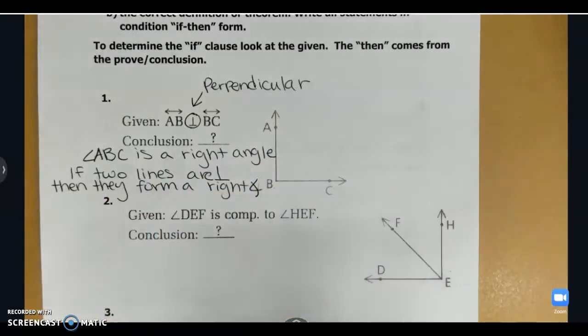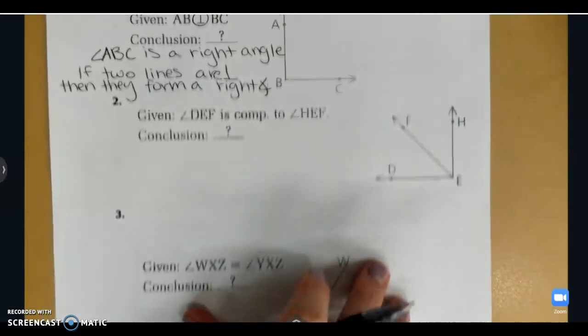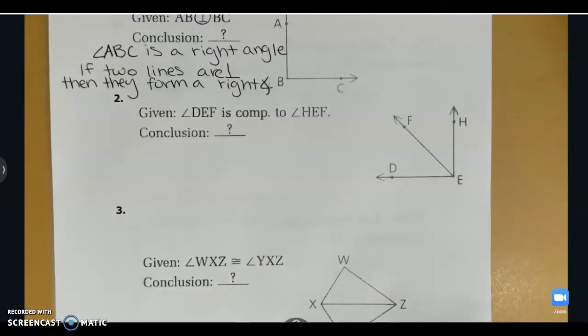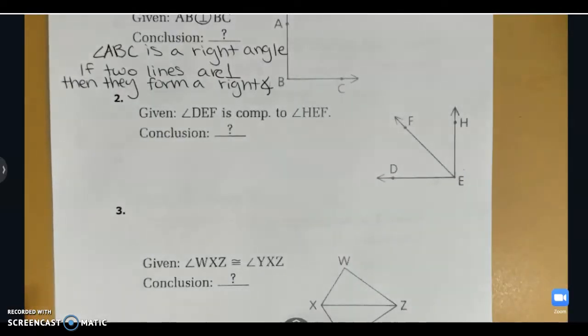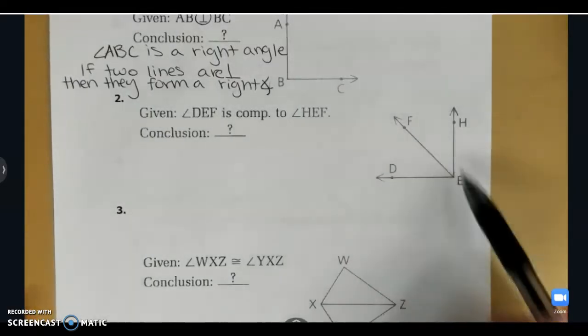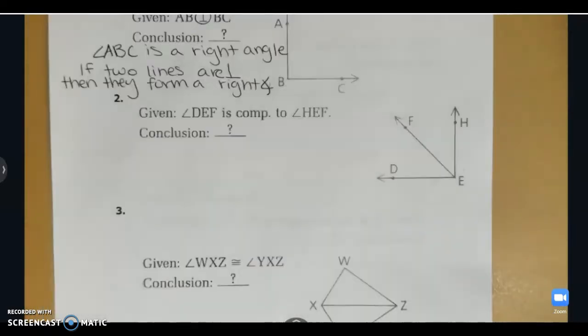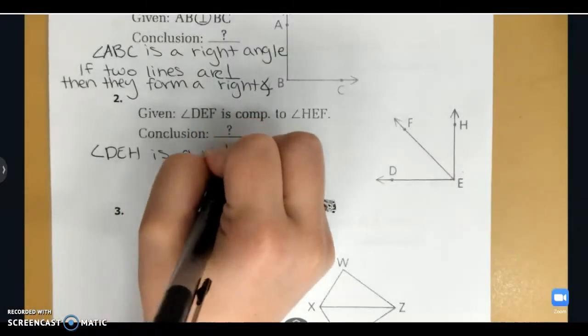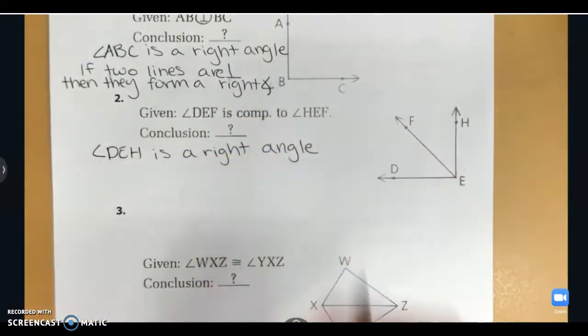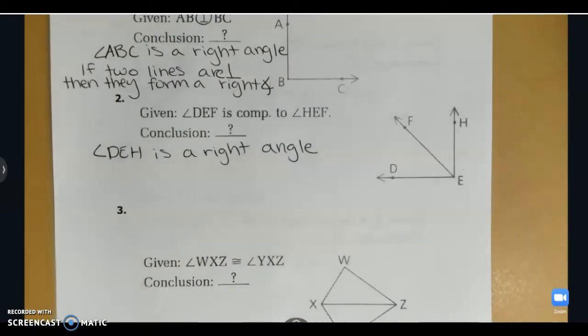And again, I'm going to be using symbols for shorthand. So that was number 1. Number 2, we're told that angle DEF is complementary to angle HEF. So my conclusion there is that because these two angles are adjacent, they touch each other, and they are complementary, that means they add to 90 degrees. This means that my conclusion would be that angle DEH is also a right angle. And my theorem to support that would be that if two angles are complementary and adjacent, then they form a right angle.